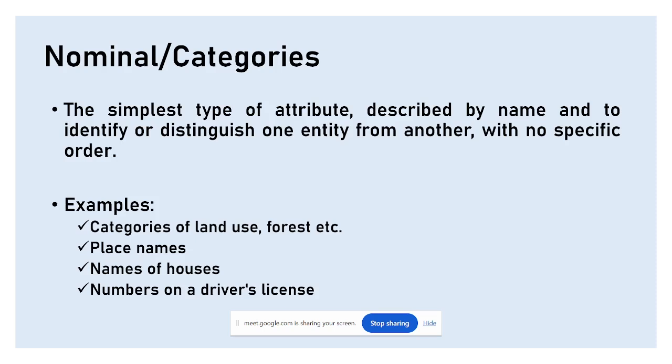And first we'll discuss the nominal or categories. This is the simplest type of attribute, described by name to identify or distinguish one entity from another with no specific order.